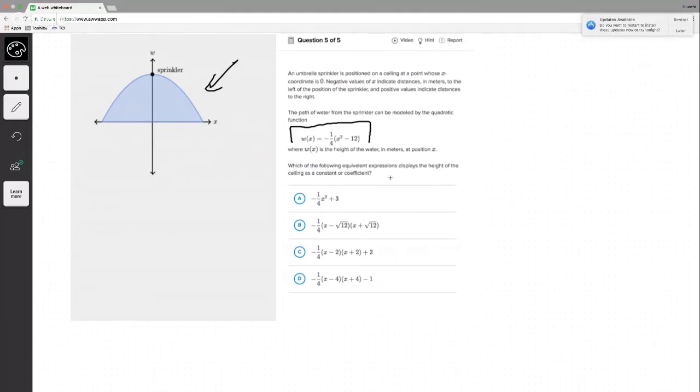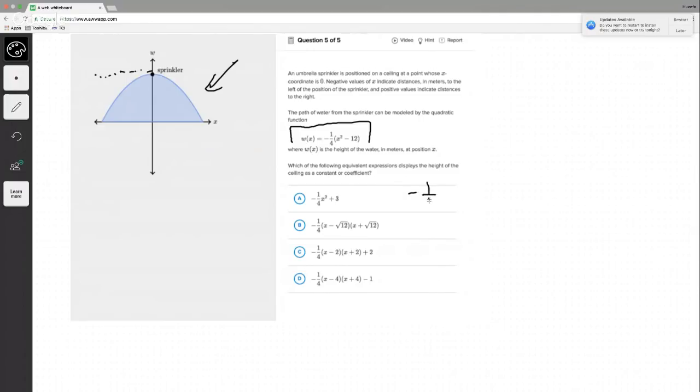Which of the following equivalent expressions displays the height of the ceiling as a one of these guys again? Okay, the height of the ceiling. Now we are talking about vertex form. The last time we were talking about the time when it comes back and hits the ground, right? But now it's just saying, what's the height of the ceiling? Meaning the sprinkler is on the ceiling. Yeah, it's positioned on the ceiling. So we want to know what this value is, and that value is right at the vertex. So I can confidently say we have to complete the square. So let's go ahead and do that.